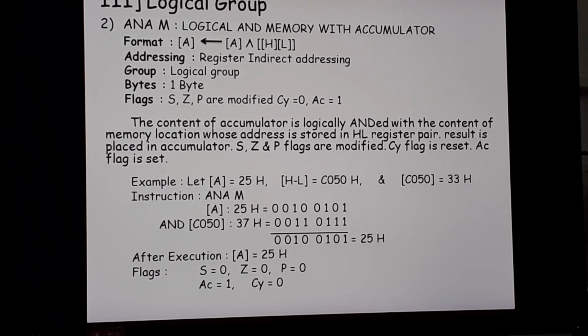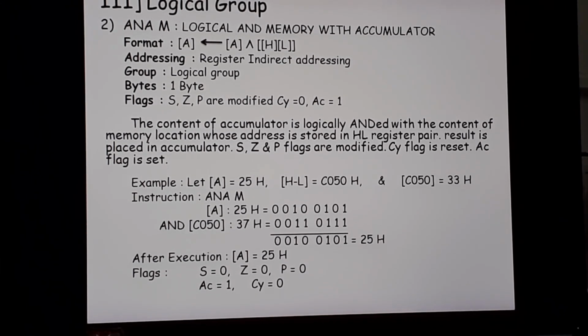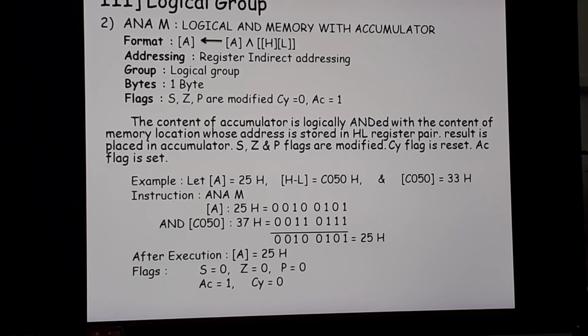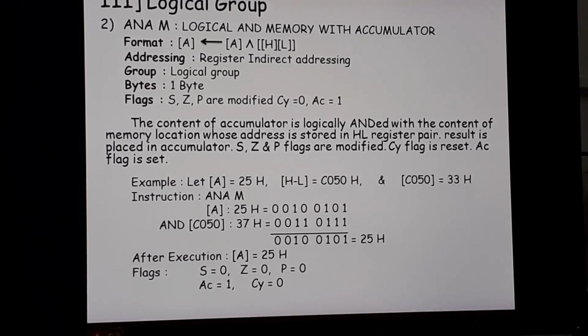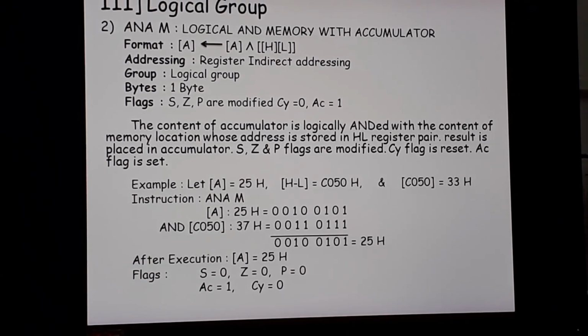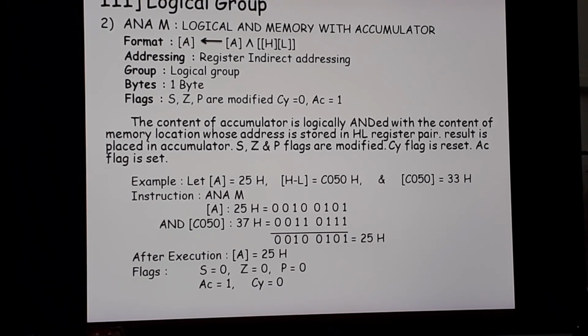Okay, now here I have taken an example. You need to assume the accumulator content, which I have assumed as 25H. HL pair content, since it is a 16-bit number, you need to assume a 16-bit address, which I have assumed as C050H. And since the data at that address is 8-bit, you need to assume that as well. So for C050, which I have assumed for the HL register pair, I have assumed an 8-bit number. So in short, the data at HL is 33H and accumulator is 25H.